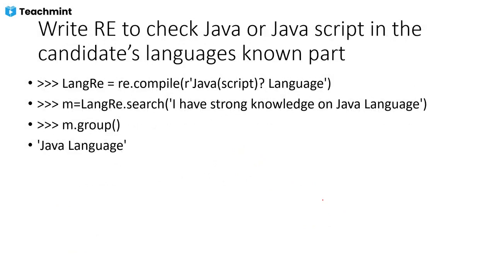Now, one more example we'll take. In the skill set, I have to check whether the candidate has JavaScript language or Java language. Anyway, Java is required. Java, the script part is optional. Can be zero or one occurrence. I have strong knowledge of Java language. Correct, because zero occurrence is true. I have JavaScript language knowledge. It's also correct because Java is there, script is there, and the other part, language, is there. So this is valid because script is optional.